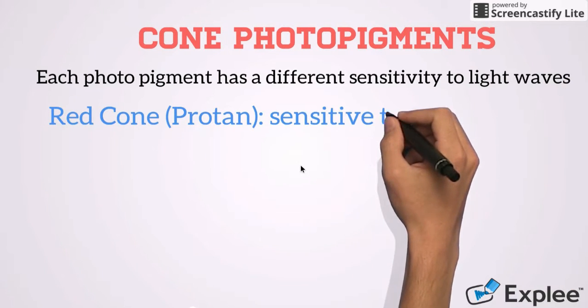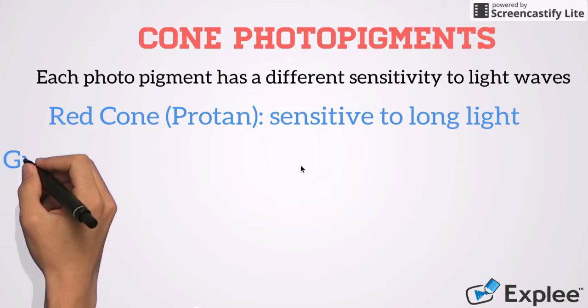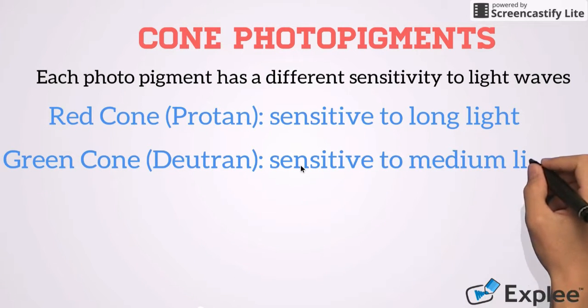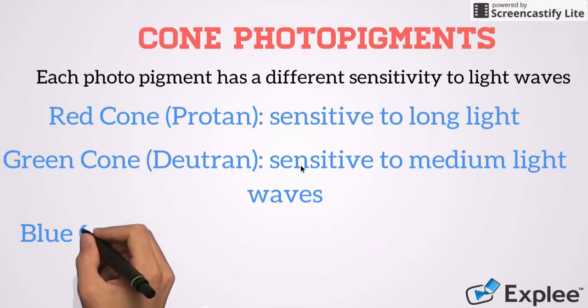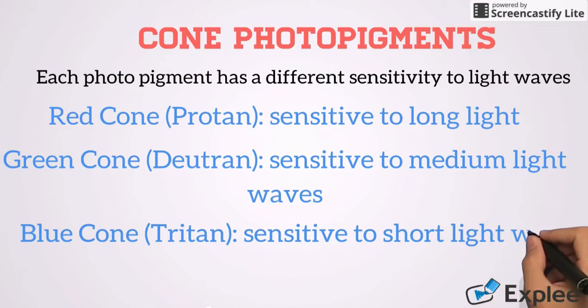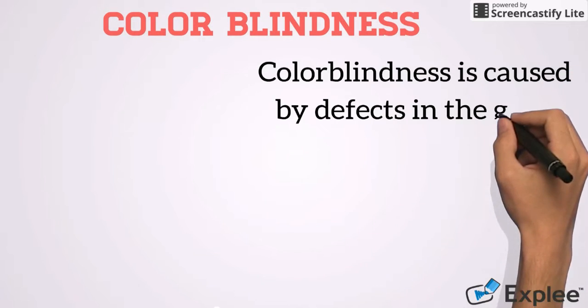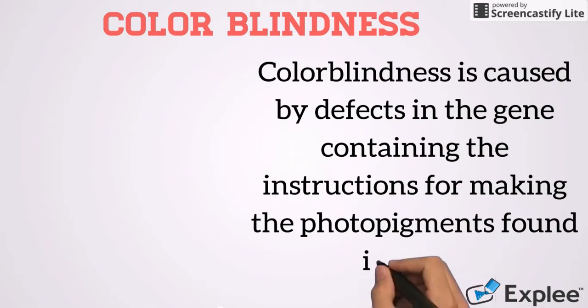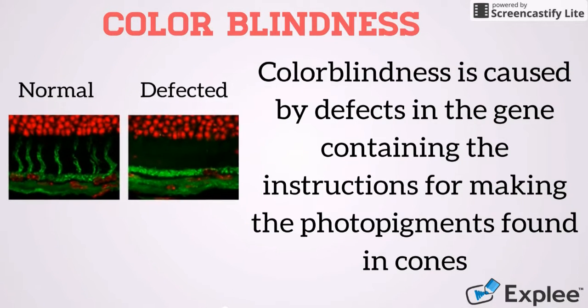The red cone, protan, is sensitive to long light waves. The green cone, deuteran, is sensitive to medium light waves. And the blue cone, tritan, is sensitive to short light waves. Color blindness is caused by defects in the gene containing the instructions for making photopigments found in cones.